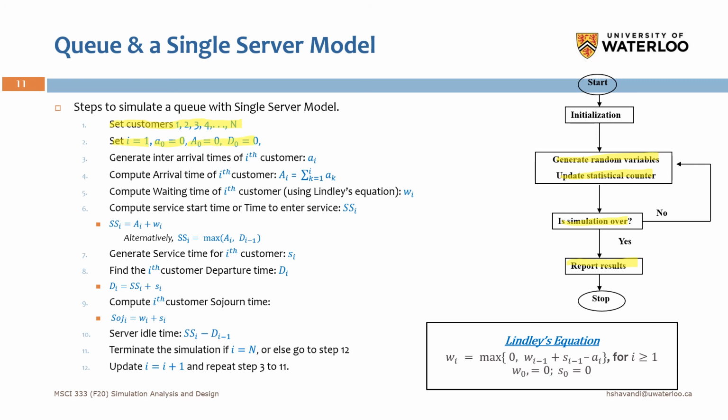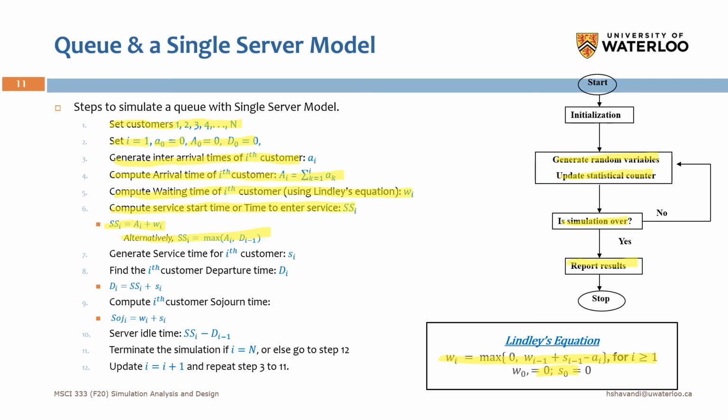So we generate the interval time for the ith customer here. Since i is 1, we are generating the interval time for the first customer. And then we compute the arrival time based on this formula. Then we compute the waiting time for the ith customer, wi, based on the equation that we had in the previous slide. And then we compute the start of service for customer i, which will be arrival plus wi, or alternatively it could be the maximum between ai and di minus 1, I mean the arrival time of ith customer and the departure of the previous customer.